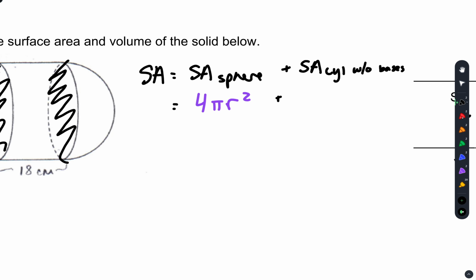Anybody remember the formula for the surface area of a cylinder? The lateral area of a cylinder? Oh, it's been a minute. Check your blue sheets. That surface area of a cylinder formula is the perimeter times the height. The perimeter of the base is 2 pi r times h.